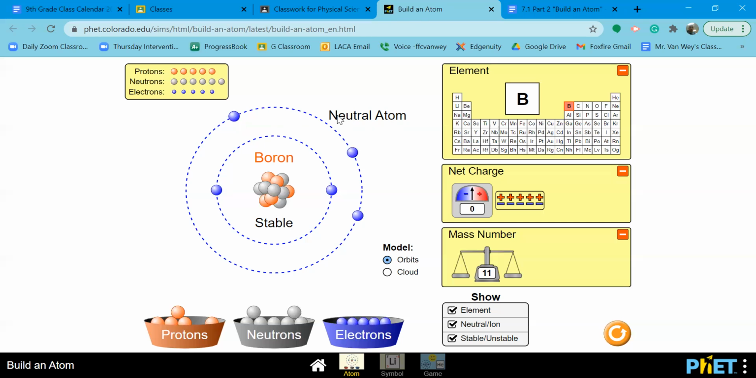And to have a neutral atom, atoms need to have the exact same number of protons as they do electrons. So the same red particles as blue particles, the same numbers.